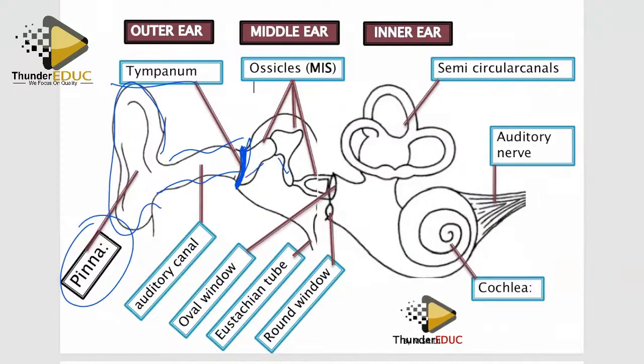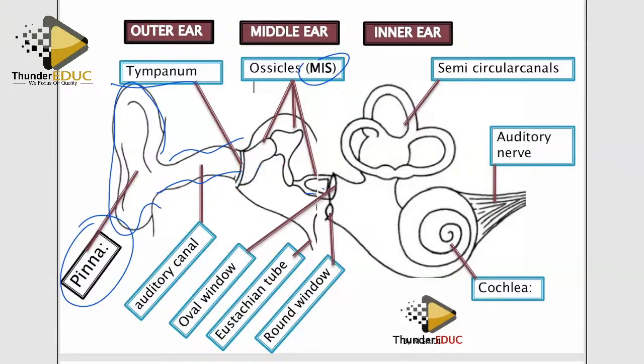Then we have the three bones, the smallest bones in the human body. We call them Malleus, Incus, and Stapes. I abbreviate it as MIS. Don't call them hammer, anvil, and stirrup, although sometimes they call them like that. You better call them Malleus, Incus, and Stapes. That is the scientific way, and it means that they won't argue about your answers.